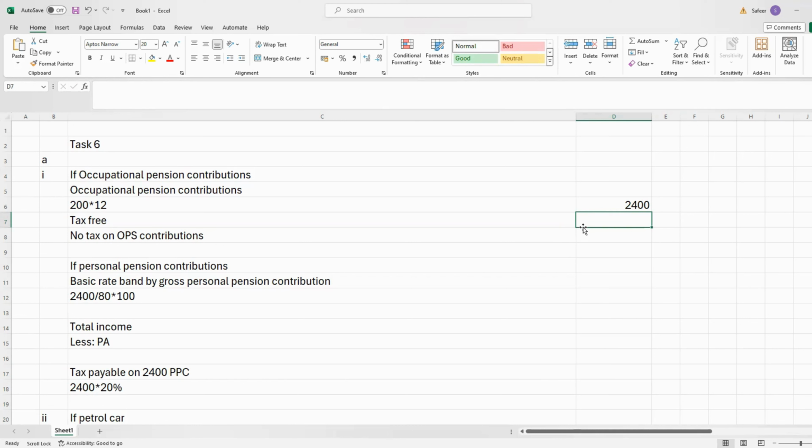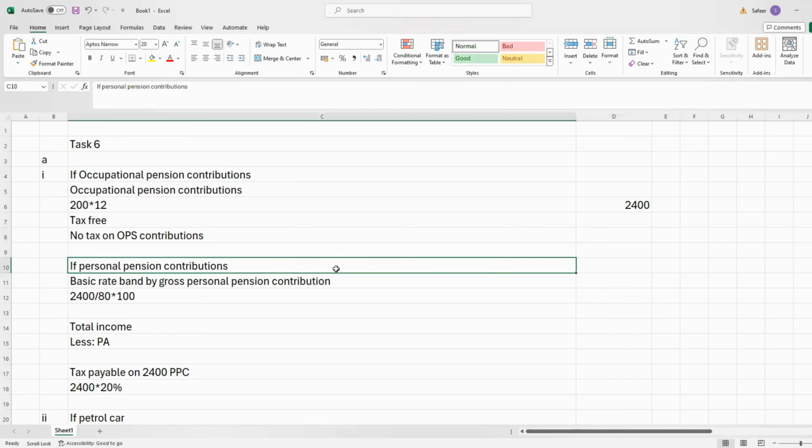And I'm sure you must have noticed in your pay slip that your pensionable pay is different from taxable pay. And remember, any occupational pension contributions are tax-free, so no tax on this. And if the same amount is contributed towards a personal pension, remember that the gross personal pension contribution extends the basic rate band threshold, and if needed, the higher rate band threshold.